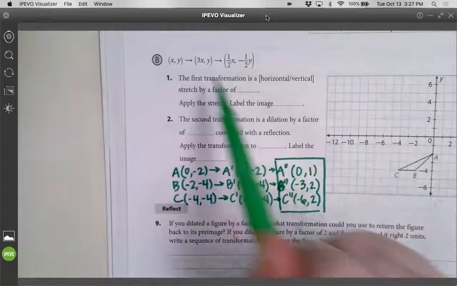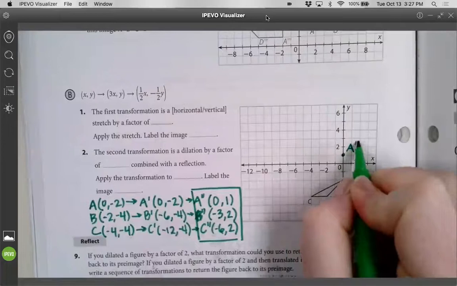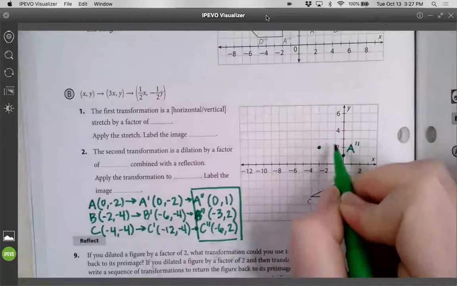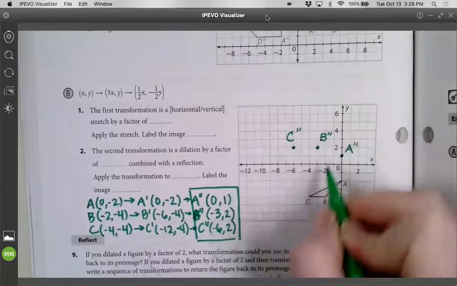And so you can now plot these over on the graph. So A is at 0, 1, and this is now A double prime. Negative 3, comma 2 is where we find B double prime. And then negative 6, comma 2 is where we find C double prime. So there we go.